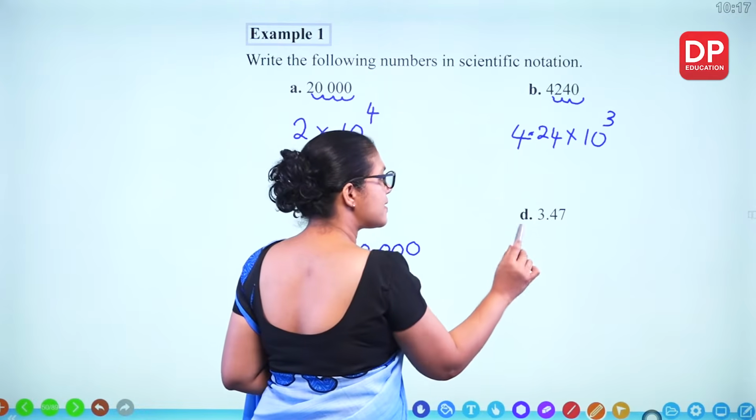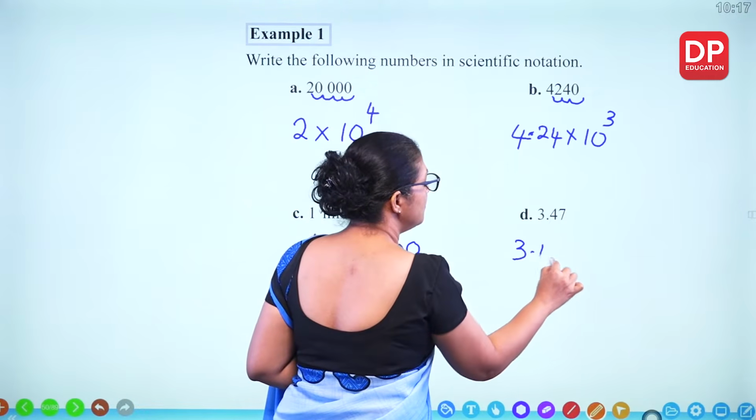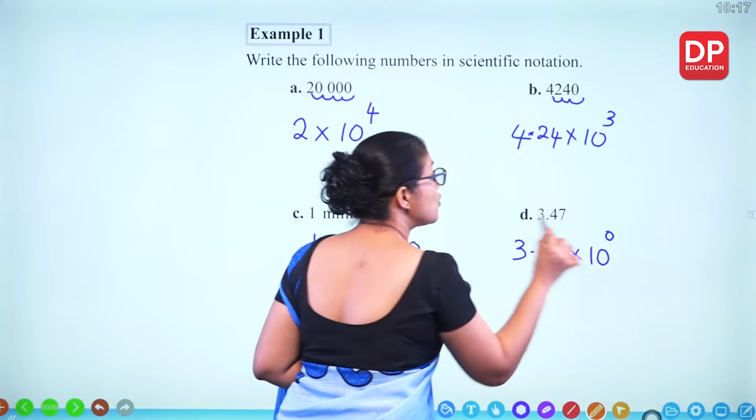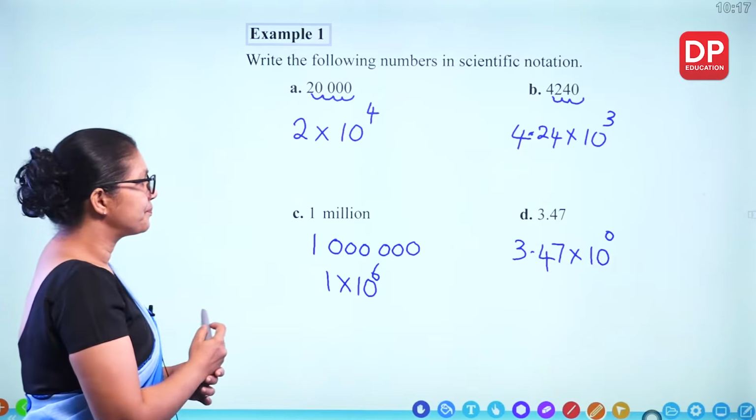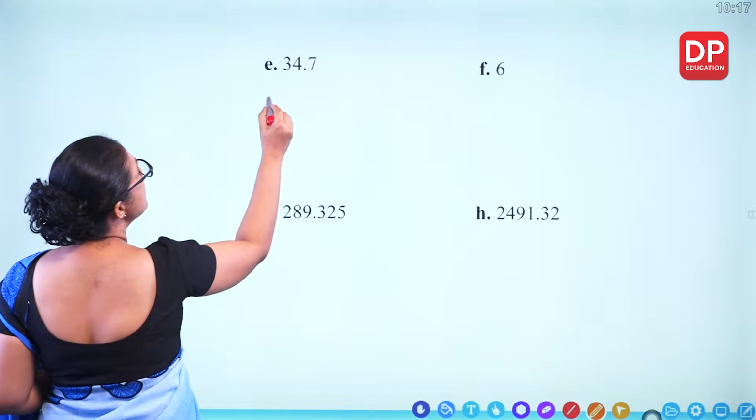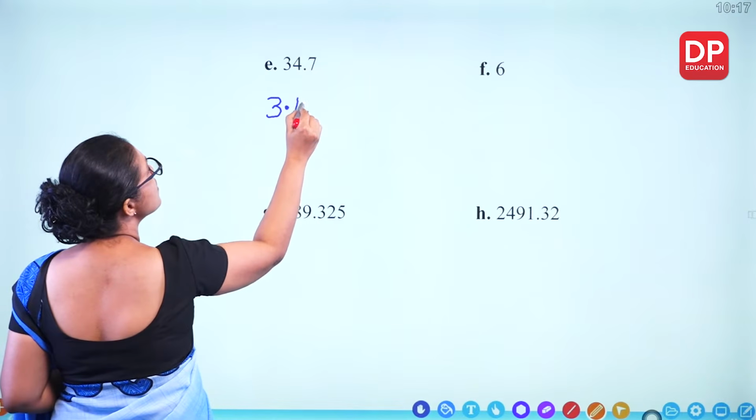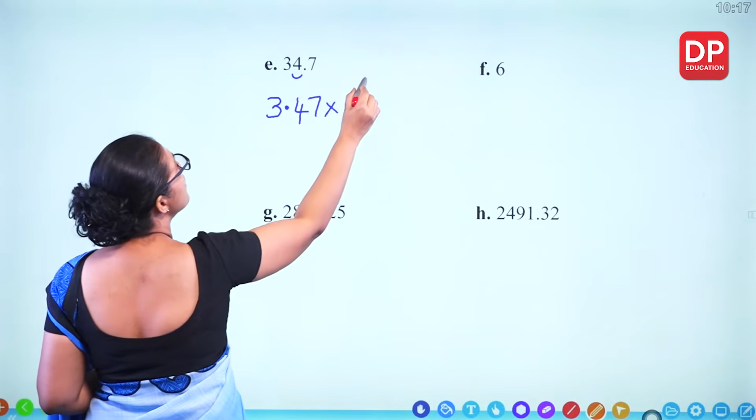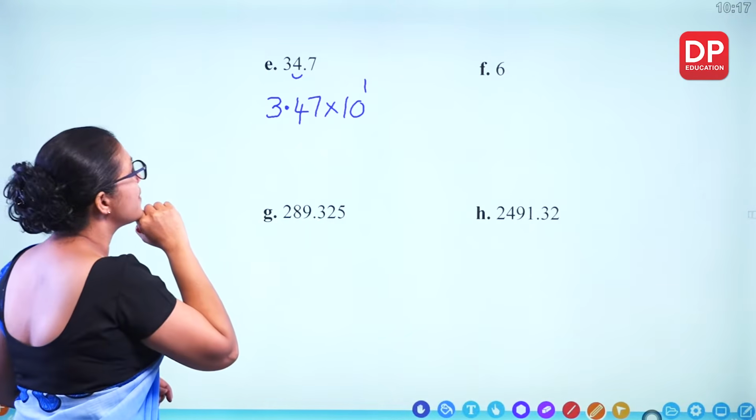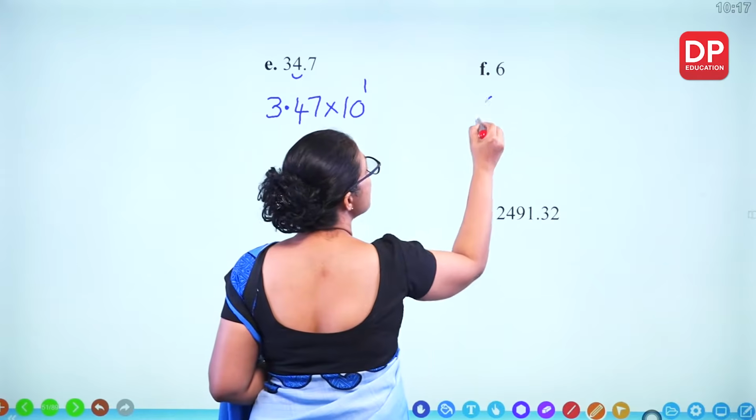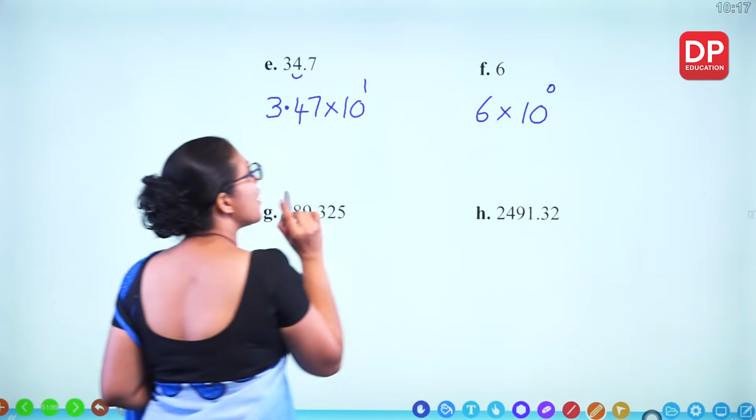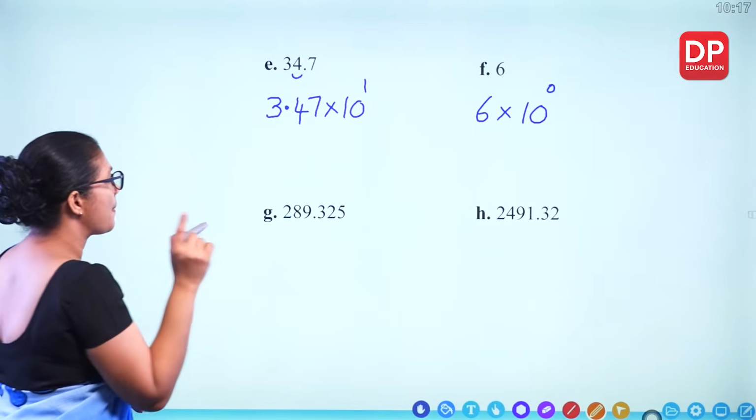3.47, this is less than 10. So you write as it is and then this becomes 10 to the power 0. 34.7, that means 3.47, 10 to the power 1, 1 place to the right. 6 is less than 10, 10 to the power 0. We are not moving the decimal place.